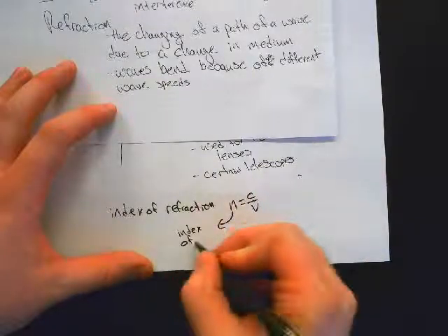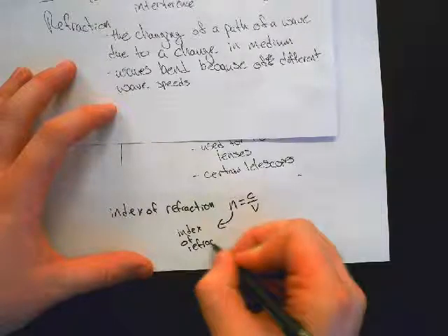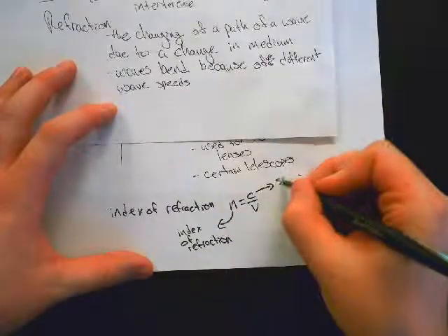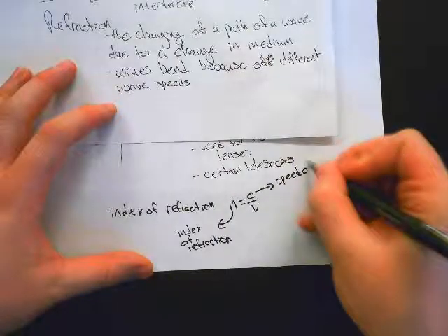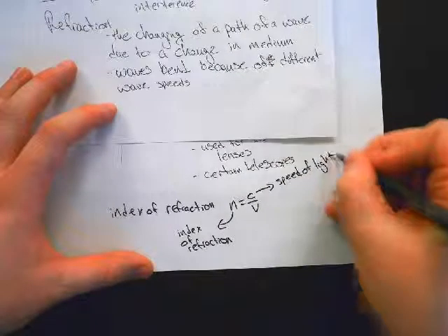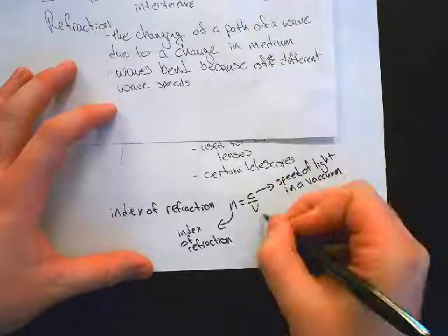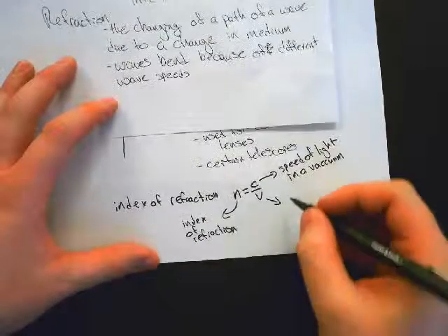I'll go through it again, yep. C is the speed of light in a vacuum. And v is the speed of light in the medium in question.